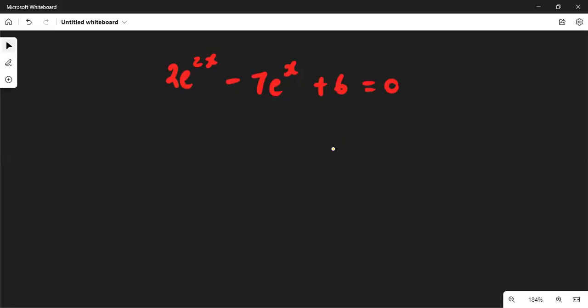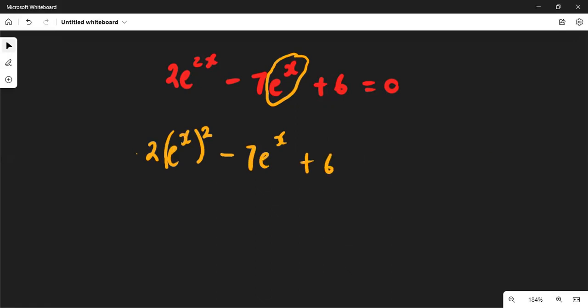So we can write this as 2 times e to the exponent of x, all squared, so we write it in this format: 2(e^x)^2 minus 7e to the exponent of x plus 6, which is equal to 0. Why are we having this? So that we can introduce a substitution into our equation.